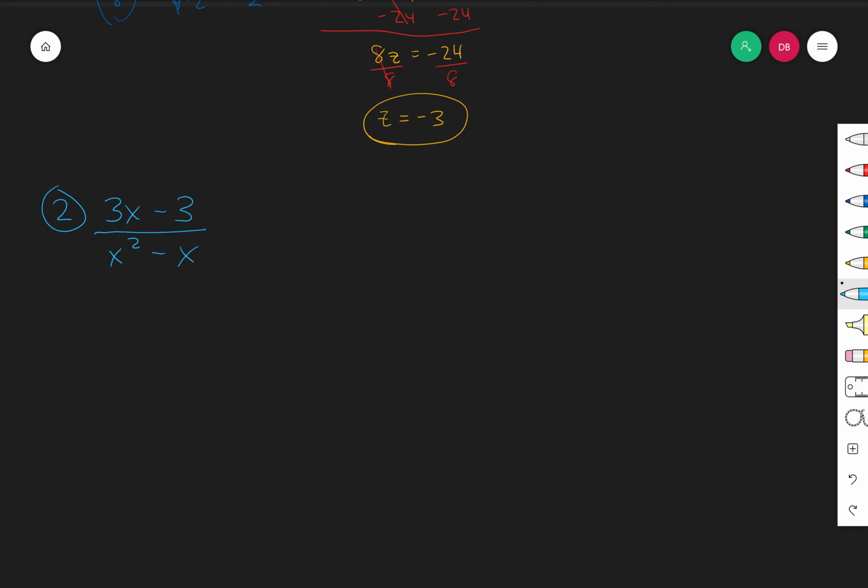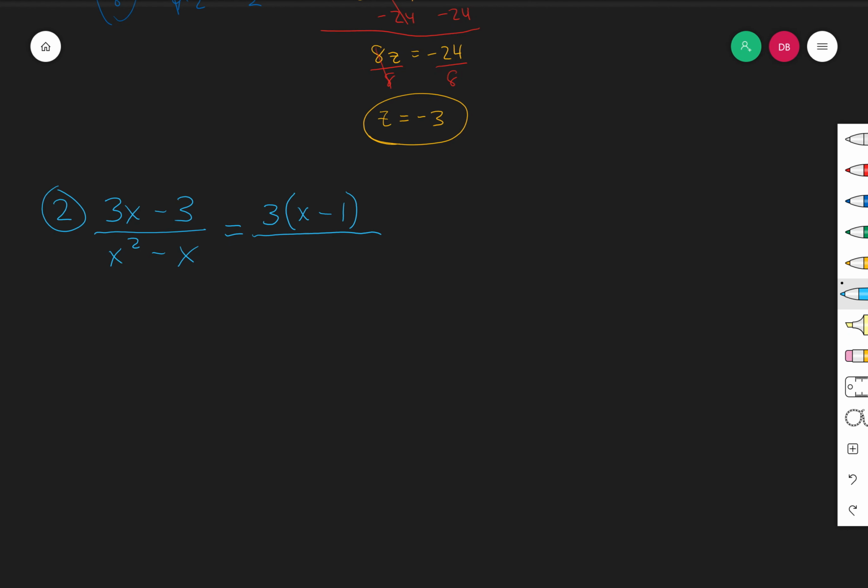Even if I'm factoring things larger than binomials, if there's a GCF and you can pull it out, always do that, because that's the first and easiest way to factor. And these both have greatest common factors. On the top, it's pretty obvious my greatest common factor is a 3. I pull out a 3, and I'm left with x minus 1, because I divide them both by 3. 3 divided by 3 is 1.